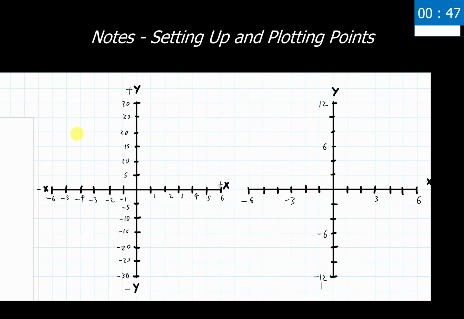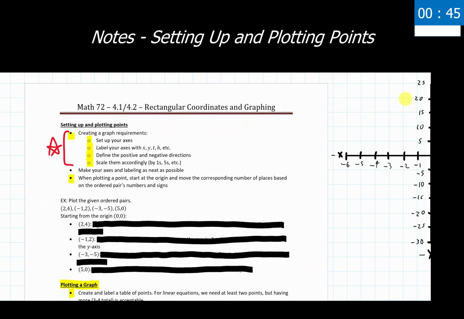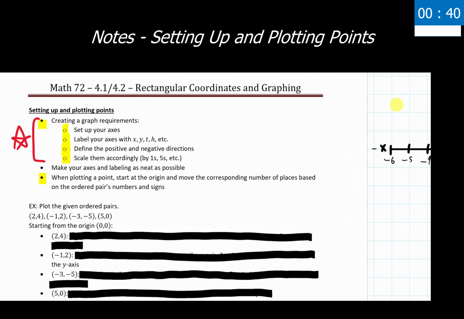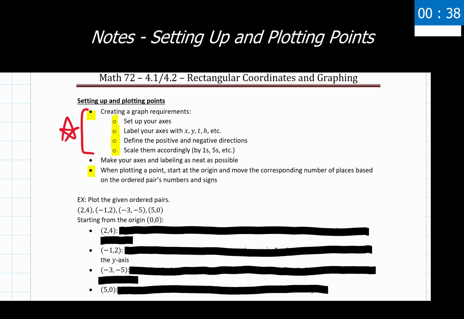Let's go ahead and scroll back over to our notes and let's actually graph some things here. So when we are plotting points, zoom this in a little bit. When we're plotting points, we want to make sure that we start at the origin and move in the corresponding number of places based on the ordered pair's number and sign. So what that means is we have to be given a point or an ordered pair to put onto a graph. Points and ordered pairs, by the way, are representing the exact same thing. It's just something that we would put on a graph.